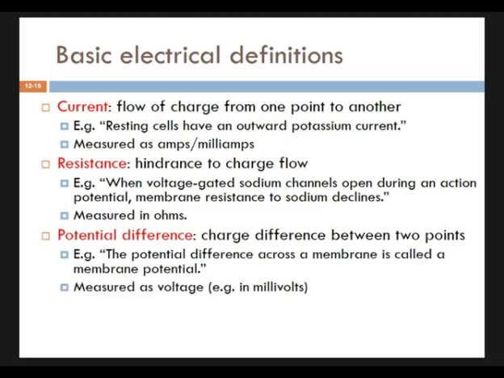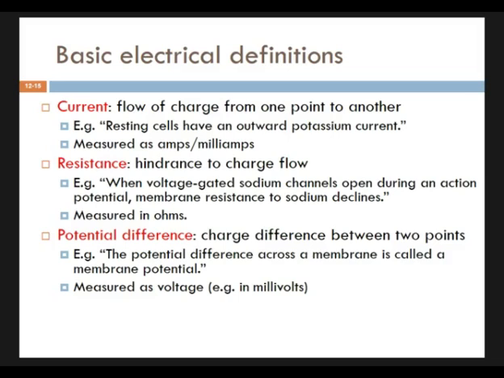The final terminology has to do with this idea of a potential. A potential difference, in electrical terms, is a charge difference between two points. In biological systems, we are almost always talking about potential differences across membranes. That's always what's relevant to us. So we might say that the potential difference across a membrane is called a membrane potential. Oftentimes we'll use this term, membrane potential. That literally just means this charge difference between two points.